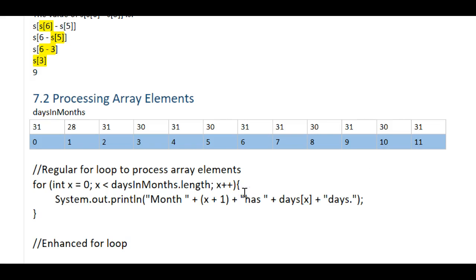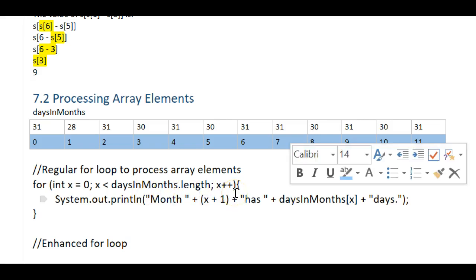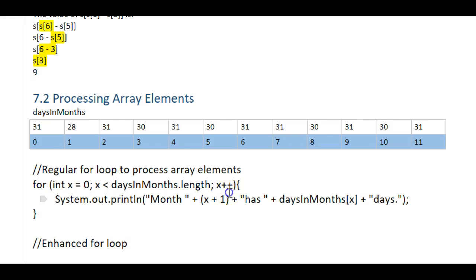Yeah, good call. Days in months. Let's exchange it for X. And then what about days here? Good call. Yeah, let's use days in months. Awesome. So this is saying we'll print out the month, the position plus 1, has, and then the value that's at days in months at position X. Yeah, good call. Totally.